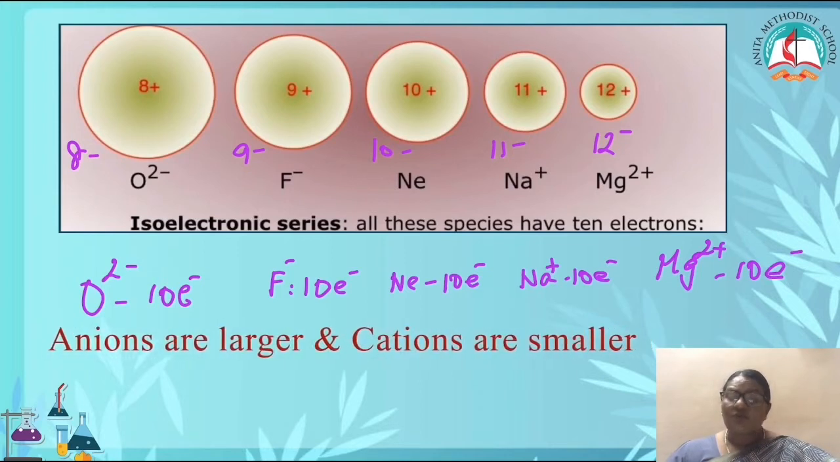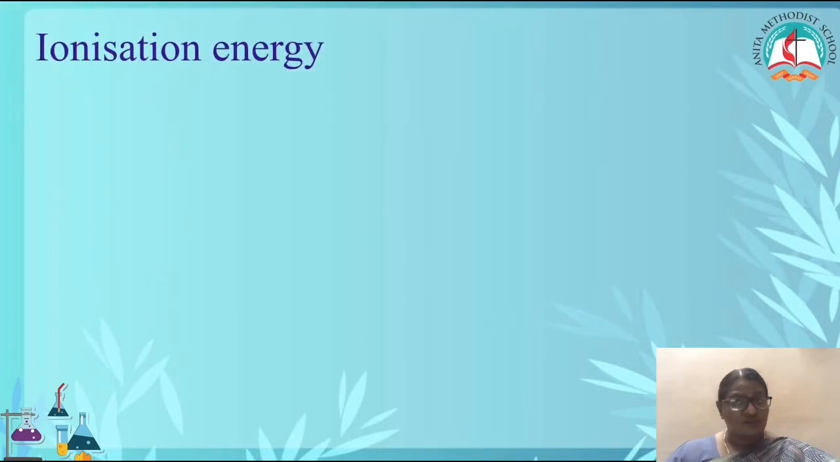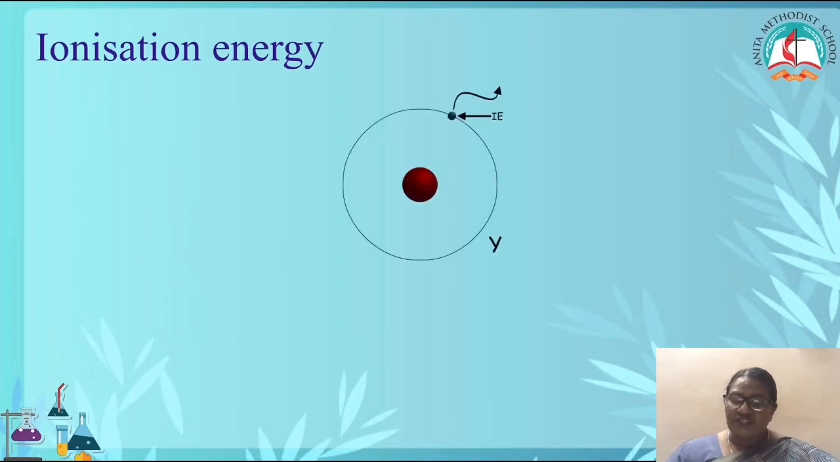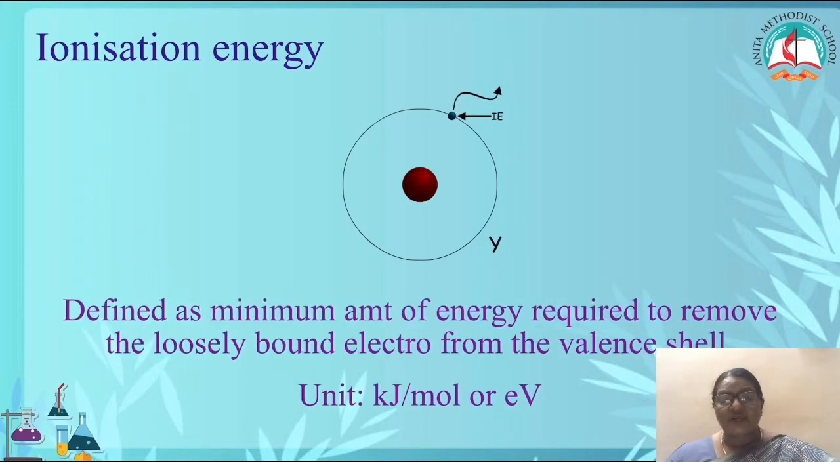Next, we are going to see what is ionization energy. This is a very important concept. This is also a periodic property. Now, I have an atom. I am going to spend some energy to remove the valence electron. That energy which I spend to remove the valence electron is called ionization energy. So, it is defined as the amount of energy required to remove the loosely bound electron from the valence shell.